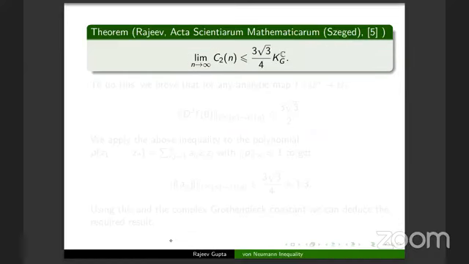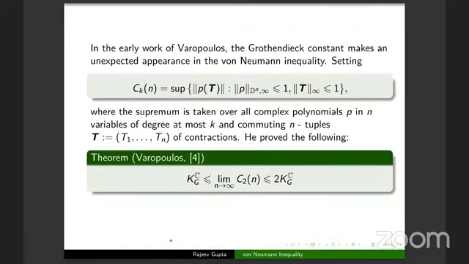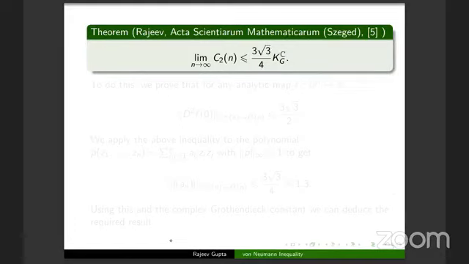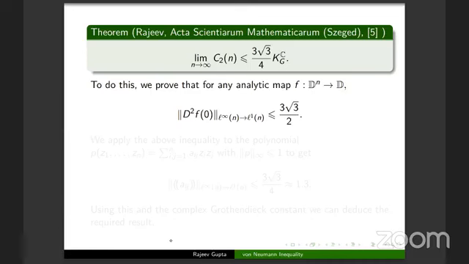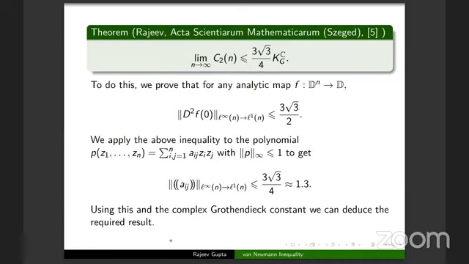I will not go into the proof. But as I said in the abstract, we will improve these two bounds. If you look at the left-hand bound, it is 1 times KGC. On the right-hand side, it is 2 times KGC. These two can be improved a lot, and we can improve it to 3 root 3 by 4, which is approximately 1.3. I'm not going into the proof; the proof is basically the Schwarz lemma from complex analysis and nothing more than that.